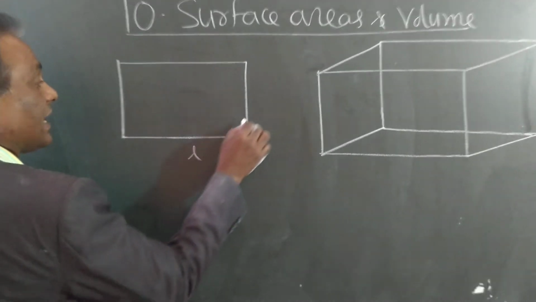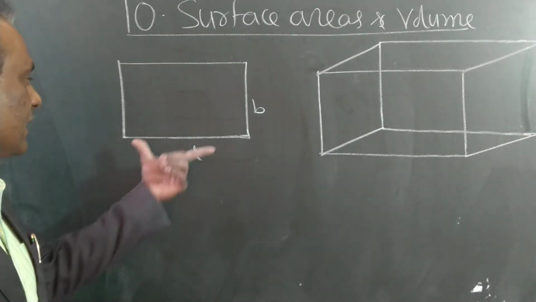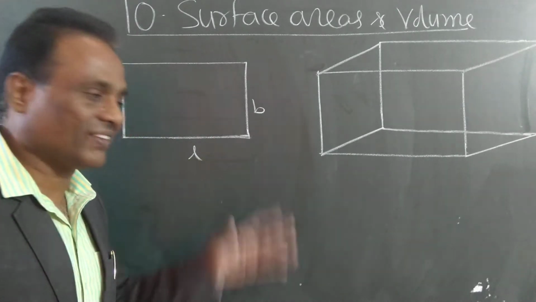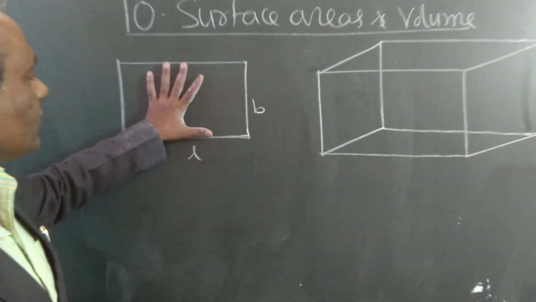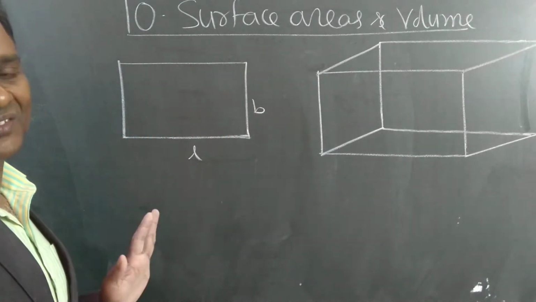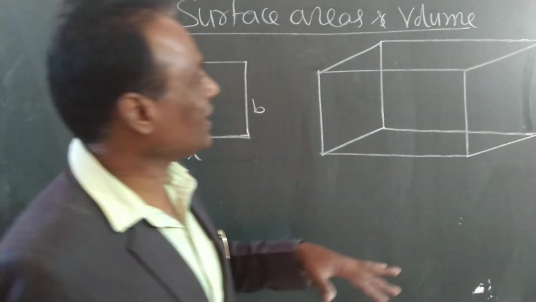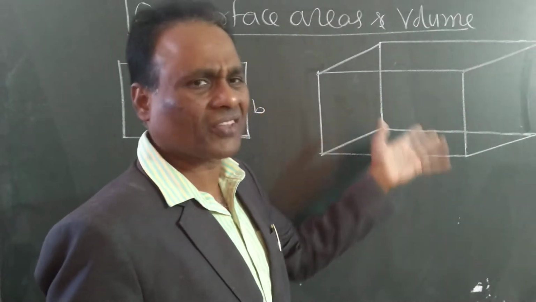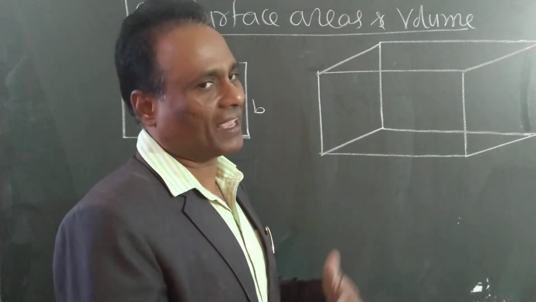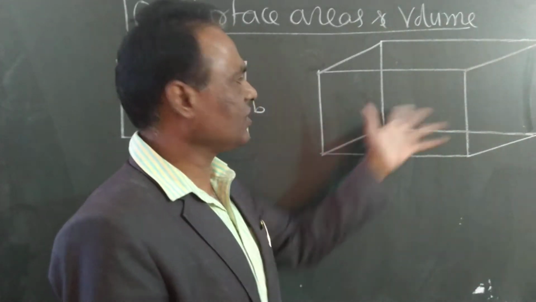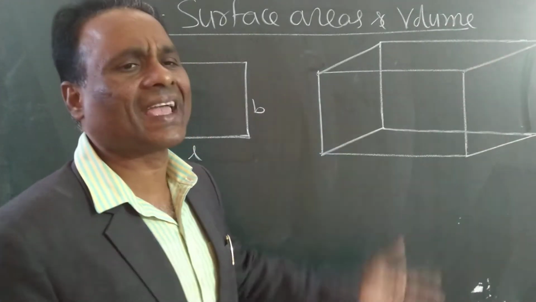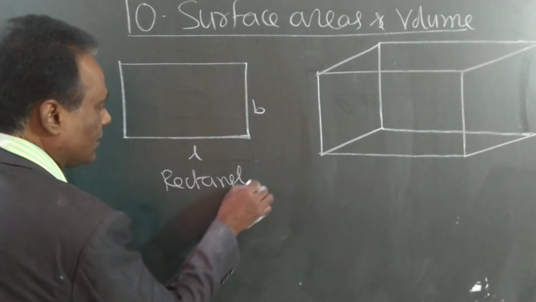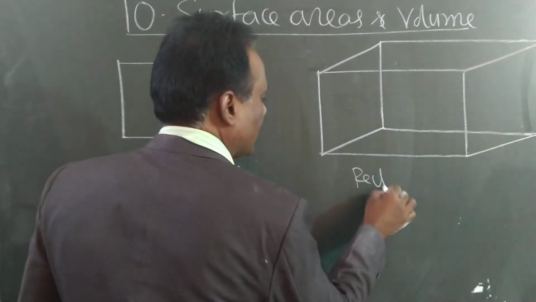A rectangle will have length and breadth. There is no thickness. This is a rectangle. Whereas this also looks like a rectangle, but it is a box. For packing something, we use this box. It is a rectangular box. This is only a rectangle, and this is a rectangular box.